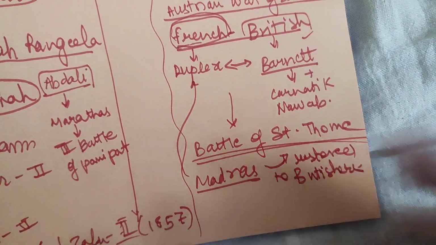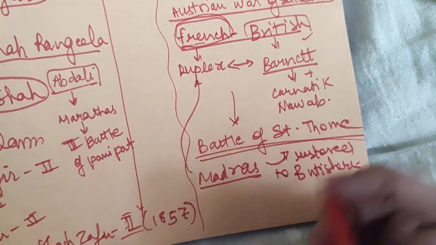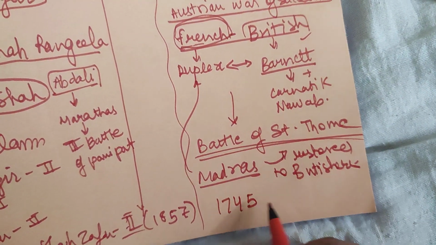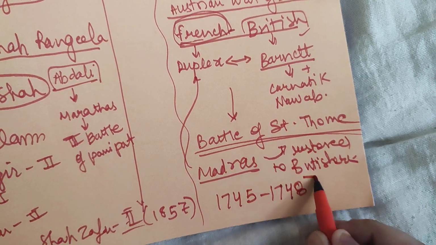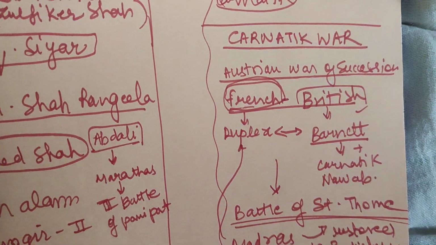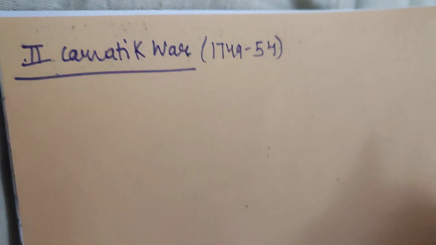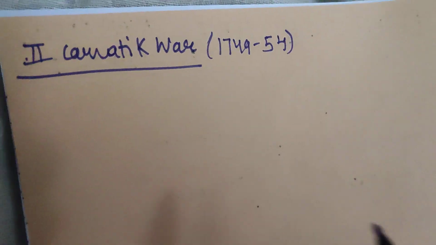Fine, I hope till here it is clear to you all. So this was the first Carnatic War. It happened from 1745 to 1748. Okay, so the first Carnatic War. Fine, now let's move to the second Carnatic War, which was from 1749 to 1754.